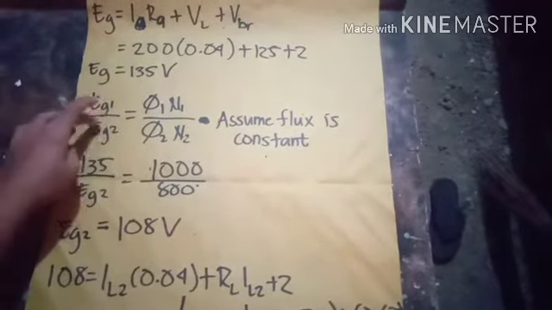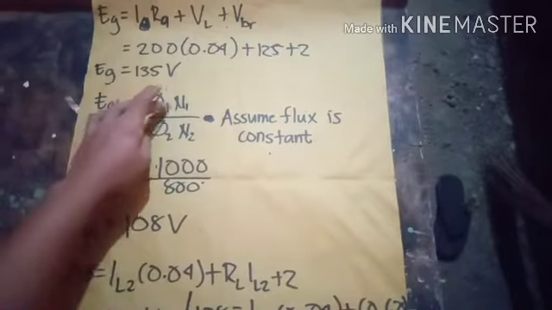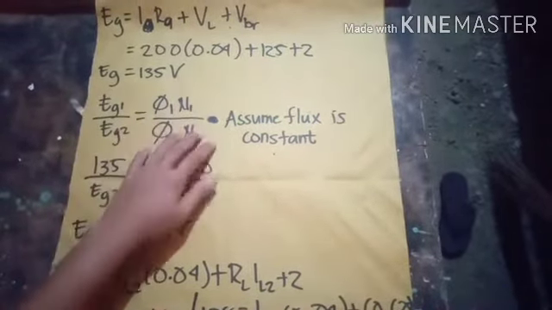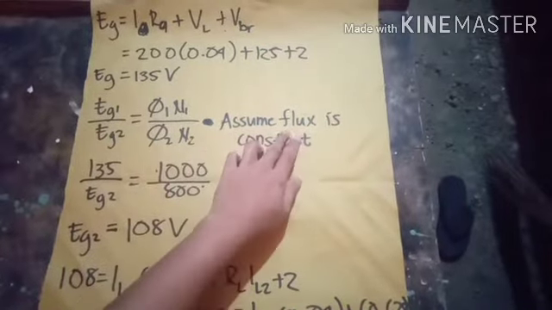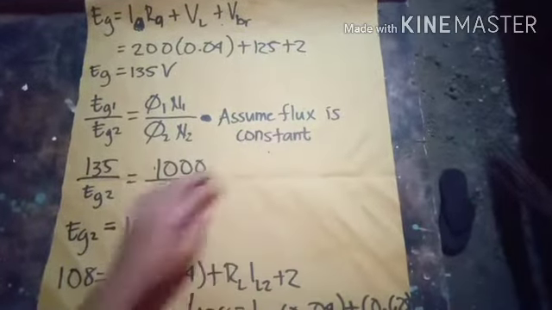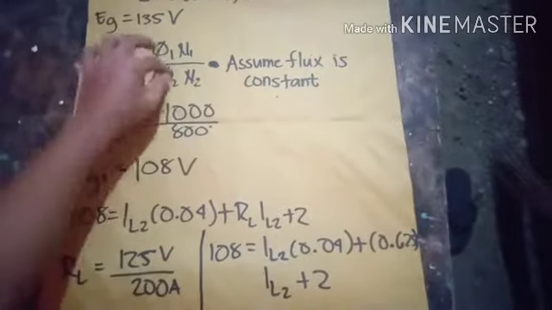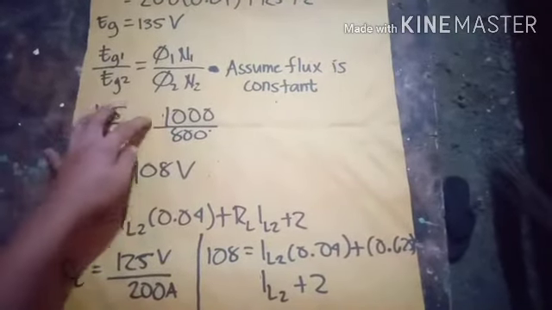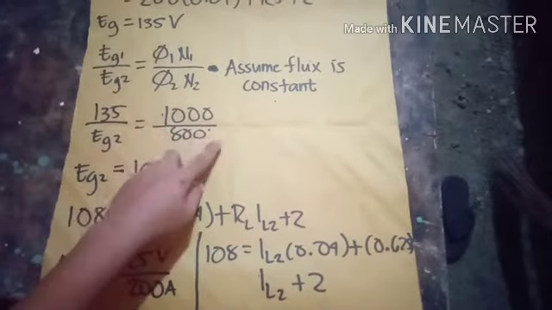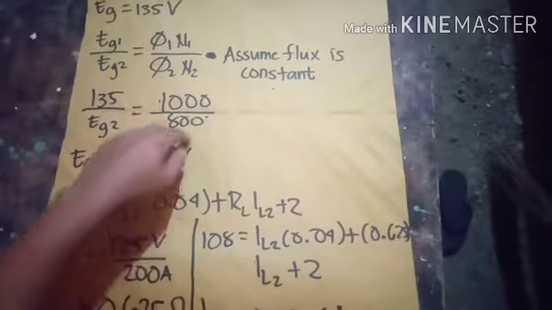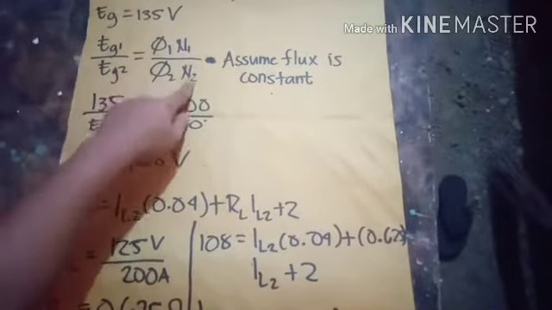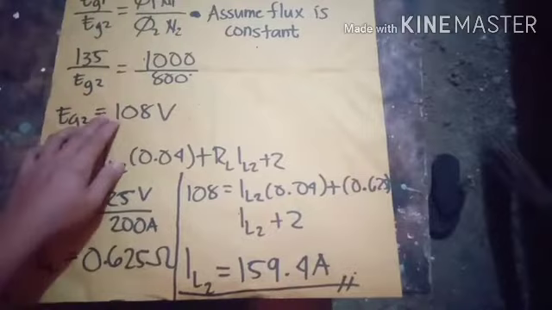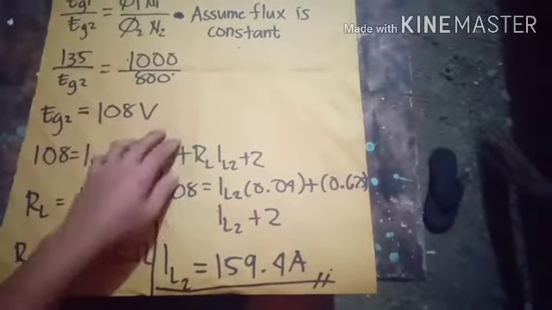Eg sub 1 over Eg sub 2 is equal to flux sub 1 N sub 1 over flux sub 2 N sub 2. Assume flux is constant, so we have no flux. 135 over Eg sub 2 is equal to 1000 over 800. That is their RPM. So Eg sub 2 now is equal to 108 volts.